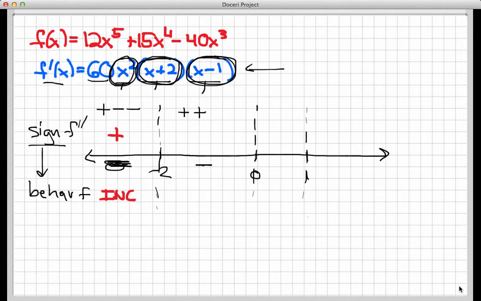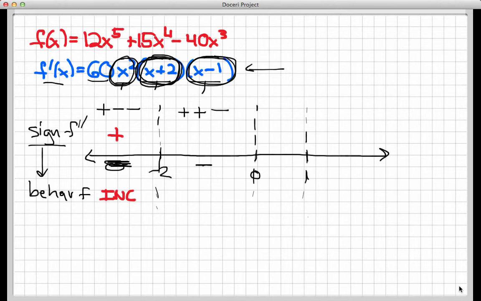For example, if I chose x equals -1, then evaluating that in for x inside this factor right there, -1 plus 2, that would be a positive number. The third factor here would be negative on this interval. For example, if I chose -1 for my x, then -1 minus 1, that's a negative value.